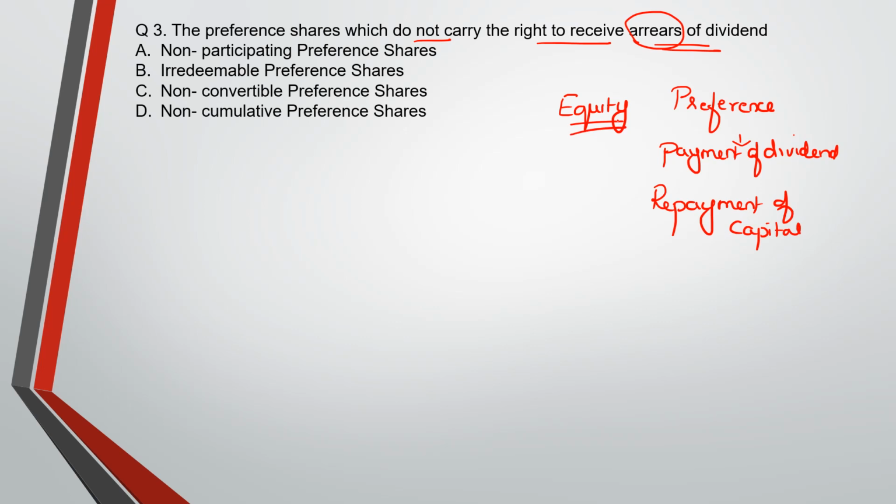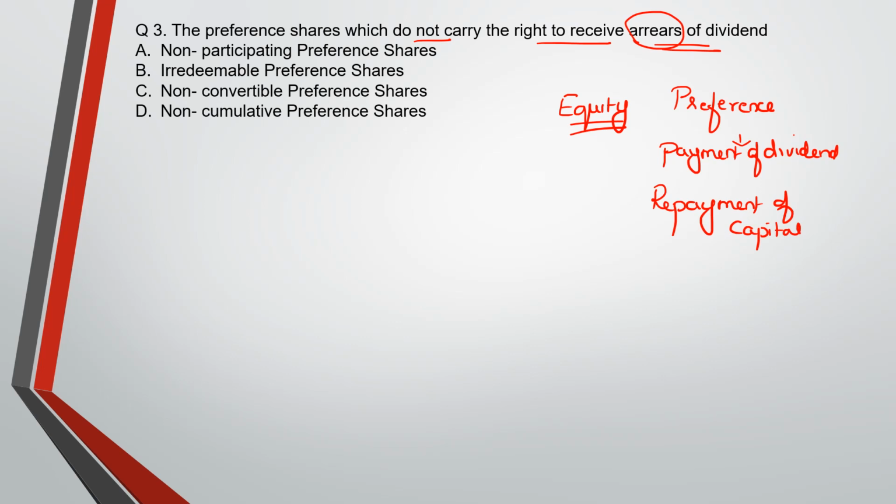and in respect of repayment of capital that they get preference over the equity shareholders. Which means that when there is adequate profit and dividend is declared, first preference shareholders would be paid dividend. After that, equity shareholders would get their share of dividend. And in case of winding up of the company, first the preference share capital would be repaid and then the equity shareholders would be paid back their capital. So that is the difference between equity and preference shares.